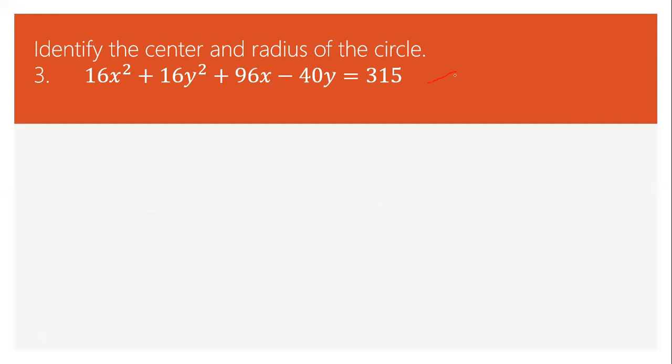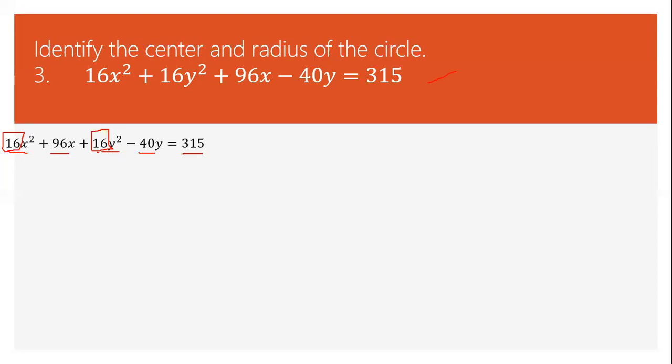So first we group it, combine same variable: 16x squared plus 96x plus 16y squared minus 40y minus 315. Take note, the squared parts of these variables have a coefficient of 16. In our previous example, all of the coefficients of our squared parts were 1. But in this example, their coefficient is 16.